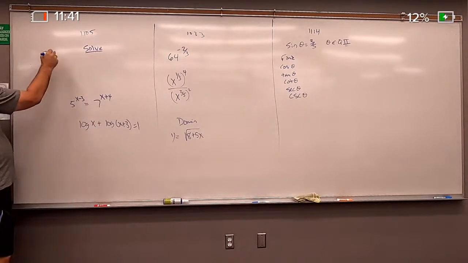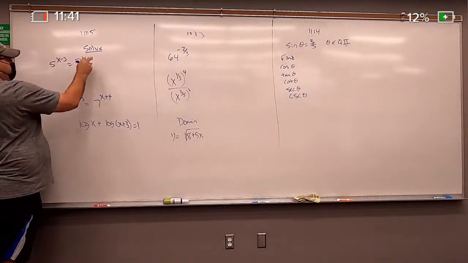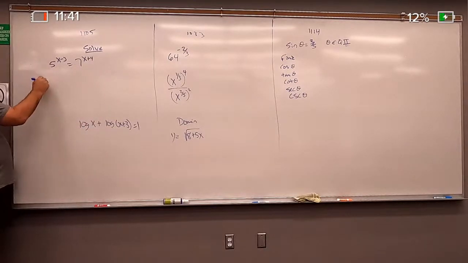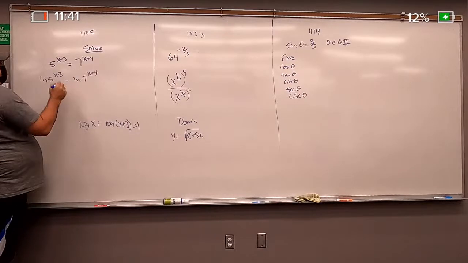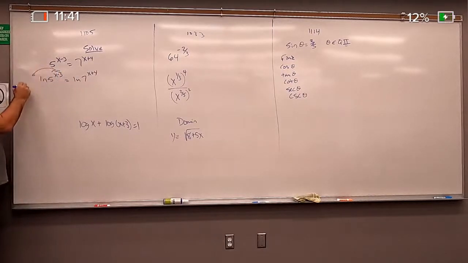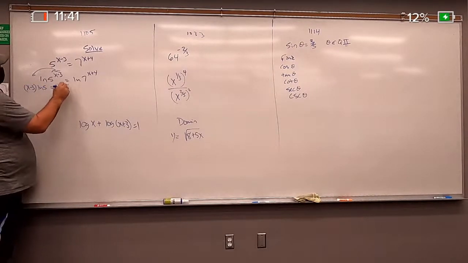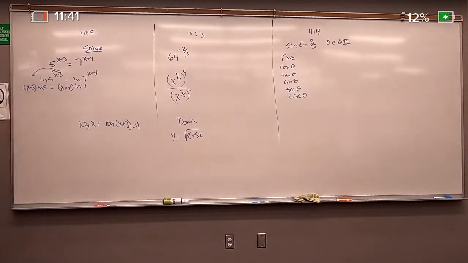We got 5 to the x minus 3 equals 7 to the x plus 4. I'm going to take the ln of both sides. That comes in front. Can you use log? Yes, you can use log. When I get the answer, everywhere I have ln, you just put a log. It's the same thing.